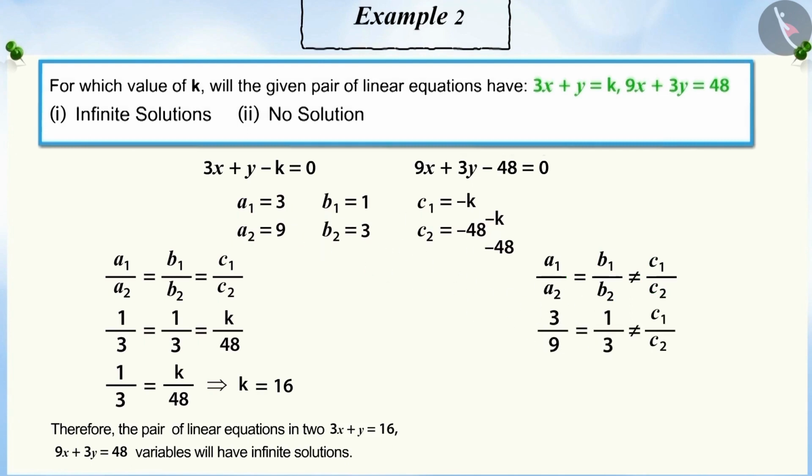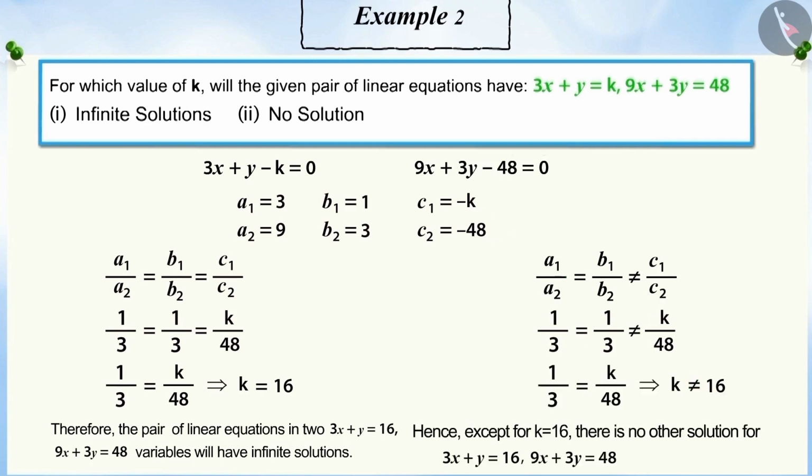Replacing all the values of the coefficients and constants, and on solving this, we get k is not equal to 16. Hence, except for k is equal to 16, there is no other solution for the given pair of linear equations.